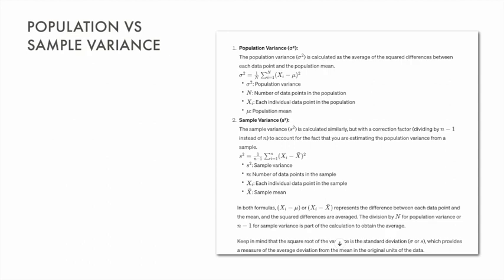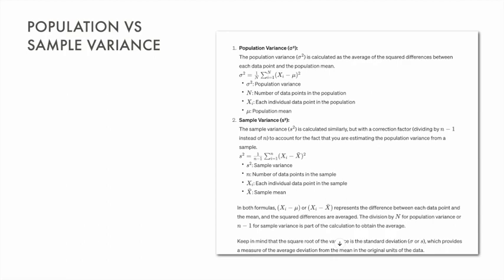So this is simple. Both variants have a similar formula, except that sample variance has n minus 1. We will see in the next few slides up to what value we can use n minus 1, after which we can use the n value.